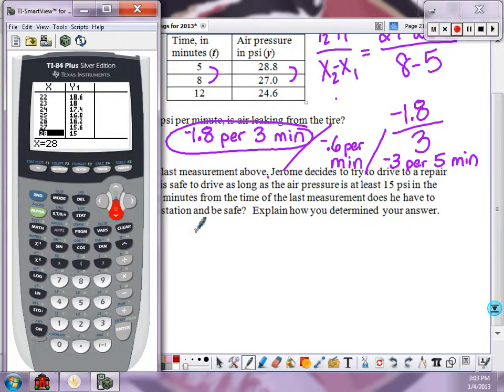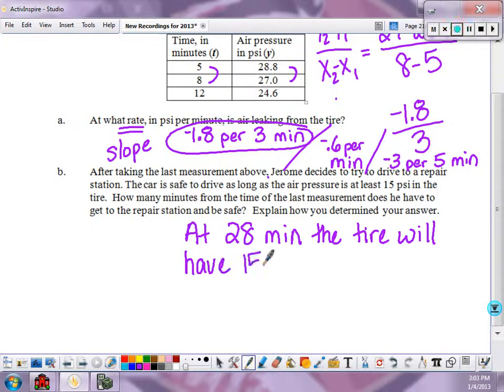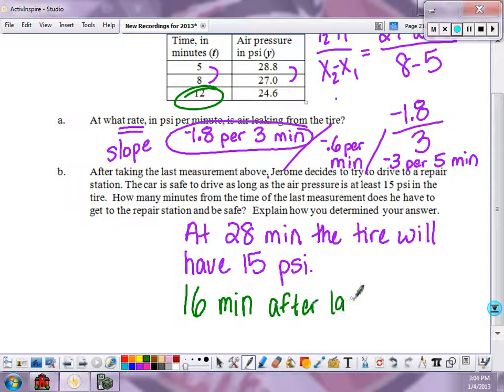So at 28 minutes, the tire will have 15 psi. So how many minutes from the time of the last measurement? So at 28 minutes, how many minutes is that after the last measurement? If he measured at 12 minutes and then he has until 28 minutes, that's 16 minutes later. So 16 minutes after the last measurement.